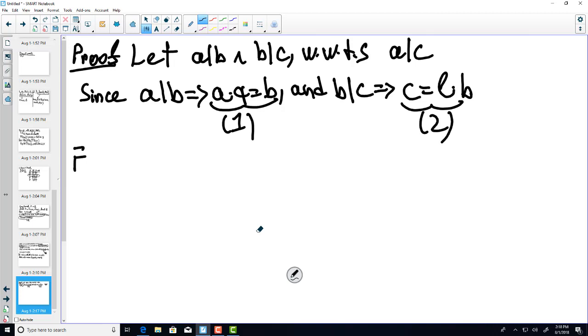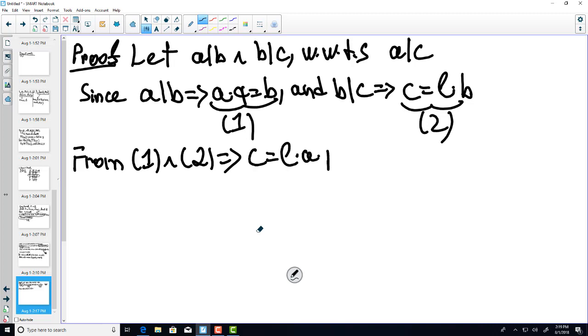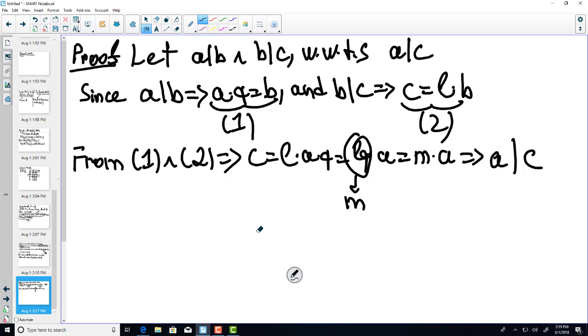So from 1 and 2 it follows that c is equal to l times a times q, which is equal to l q a. If we denote l times q by some m, let's say, this is equal to m a. So from here, by the definition of what we mean by divides, it follows that a divides c, and we are done.